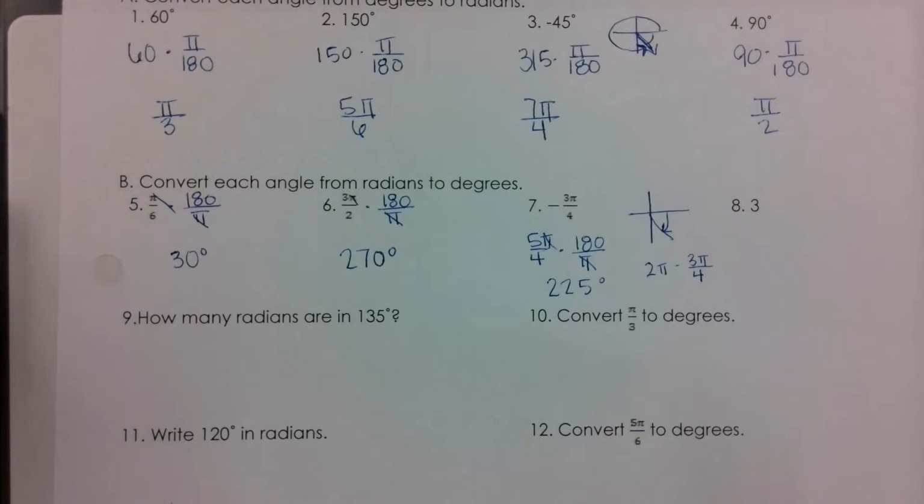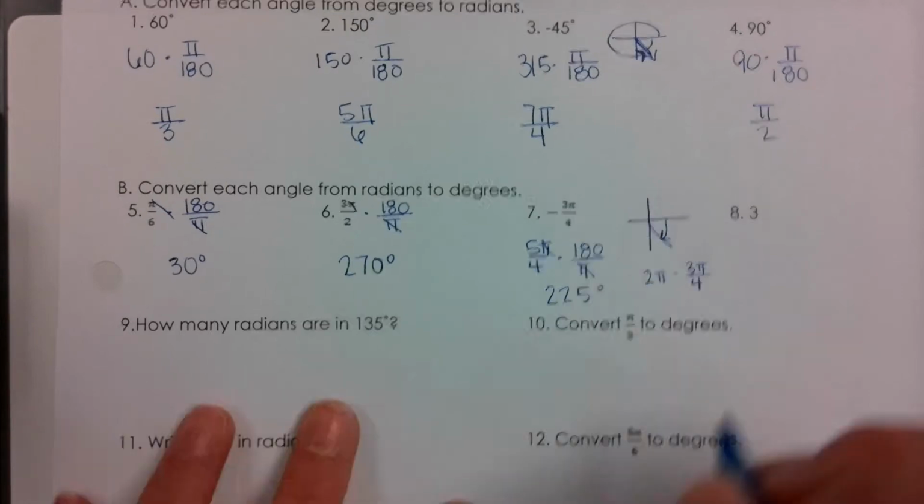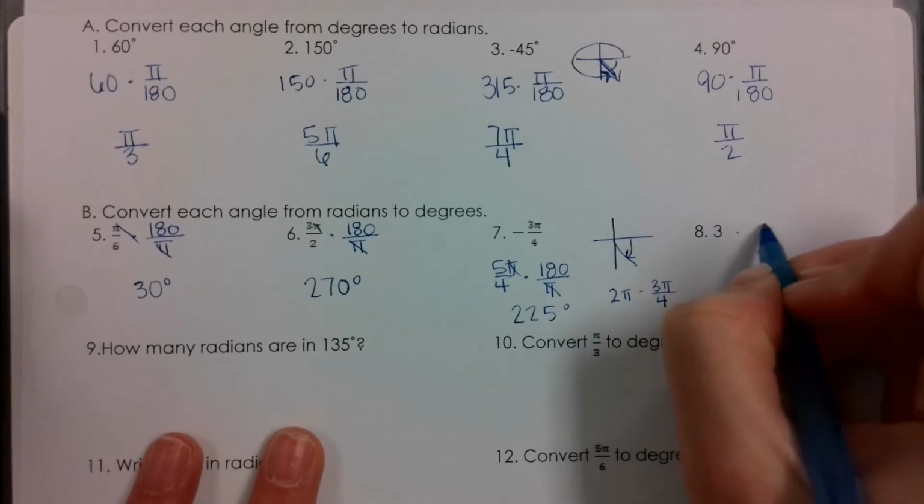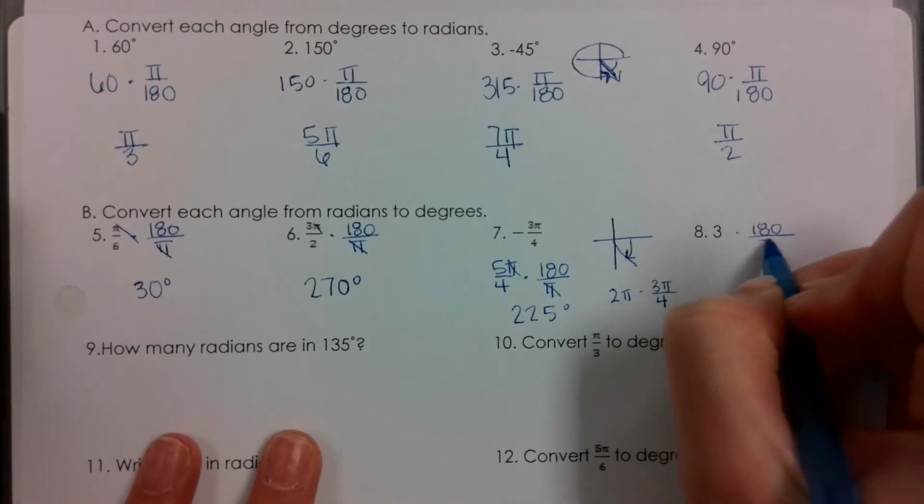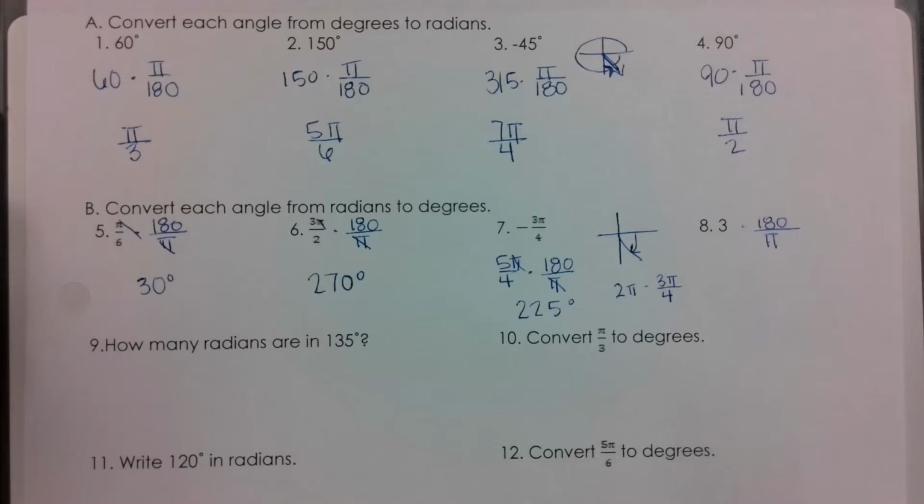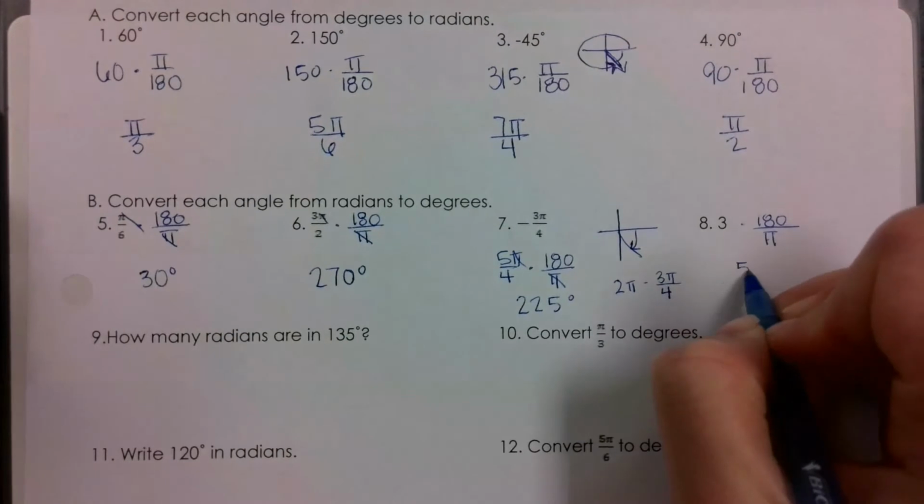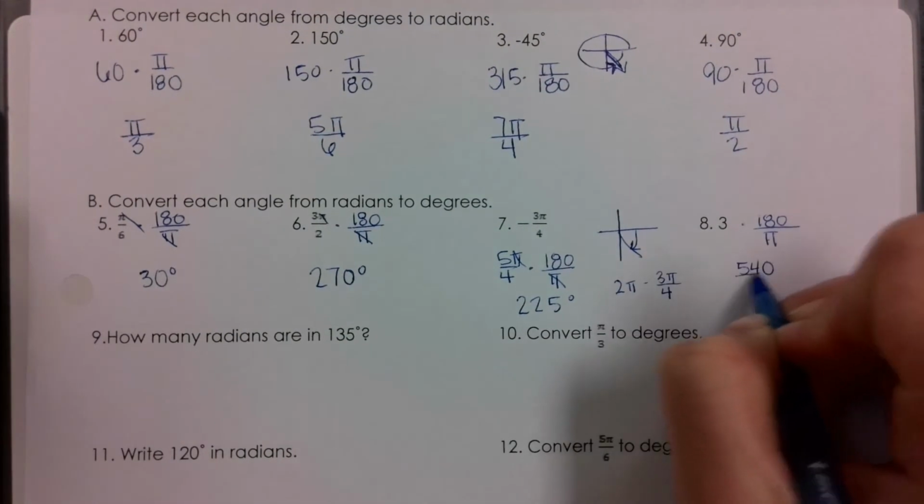The last one that we've got there is 3 radians. So we're going to multiply that by 180 over pi. And this one we're probably going to want as a decimal because the pi is not going to cancel, right? So we've got 3 times 180 all over pi. And what is 3 times 180? 540. So we've got 540 over pi.